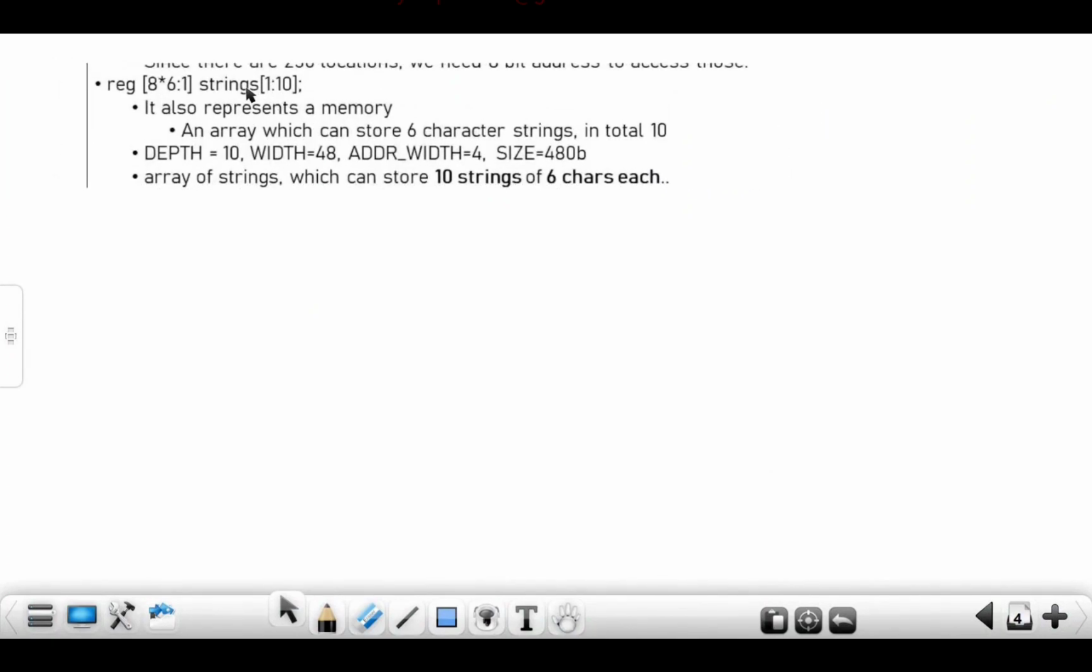It also represents one memory. But you know how to store a string in Verilog, right? Each character will take how many bits? 8 bits, meaning each character takes 1 byte. So it is an array which can store 6 characters, a 6-character string. What is the depth? It is 10.